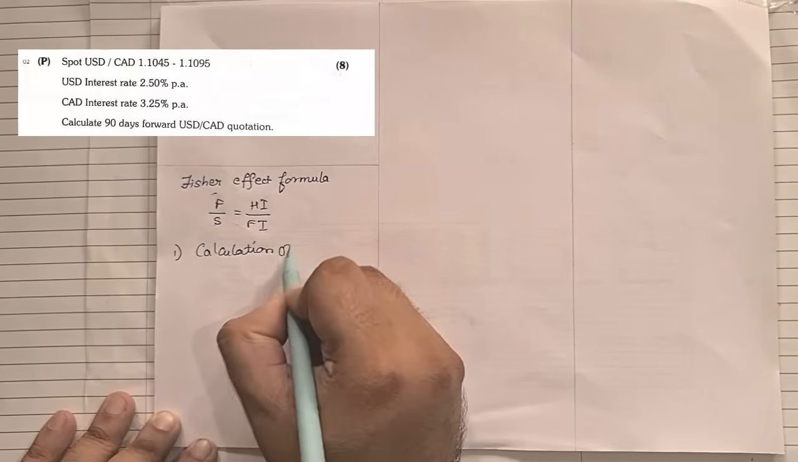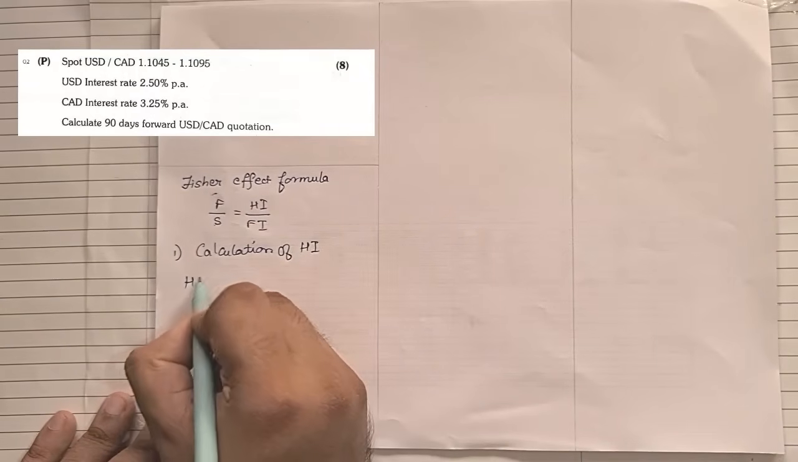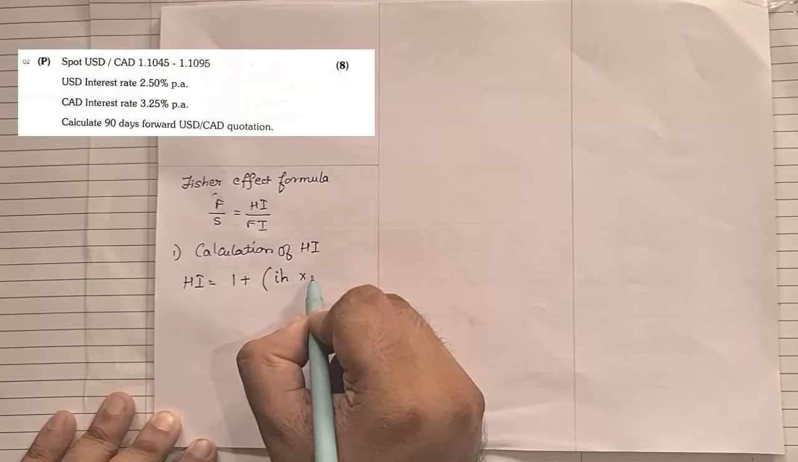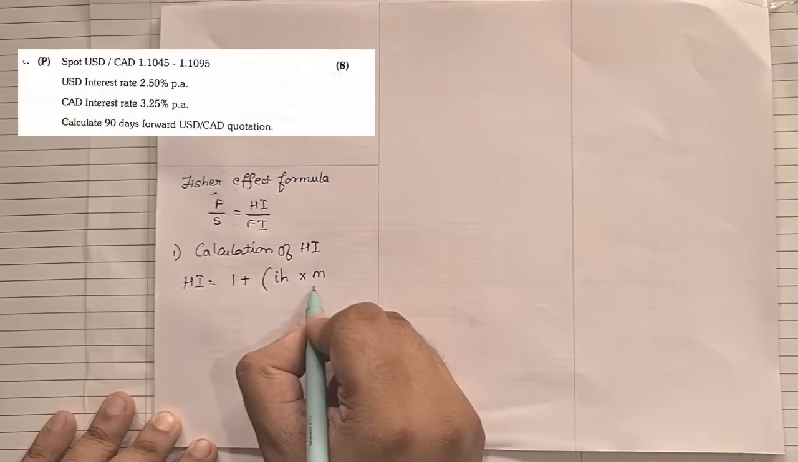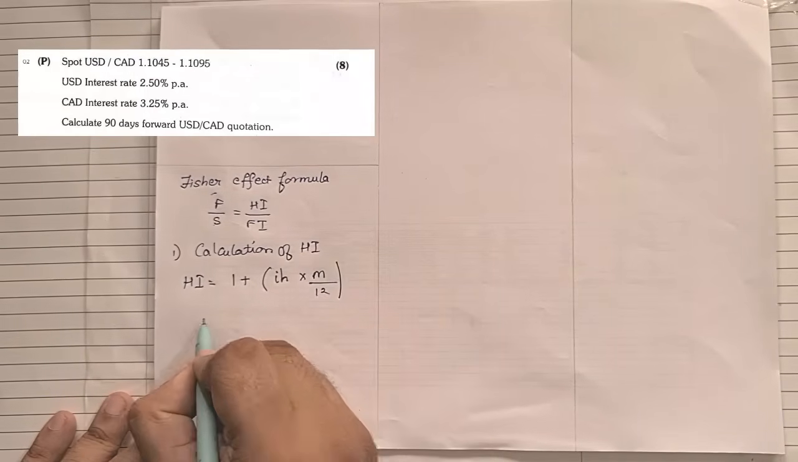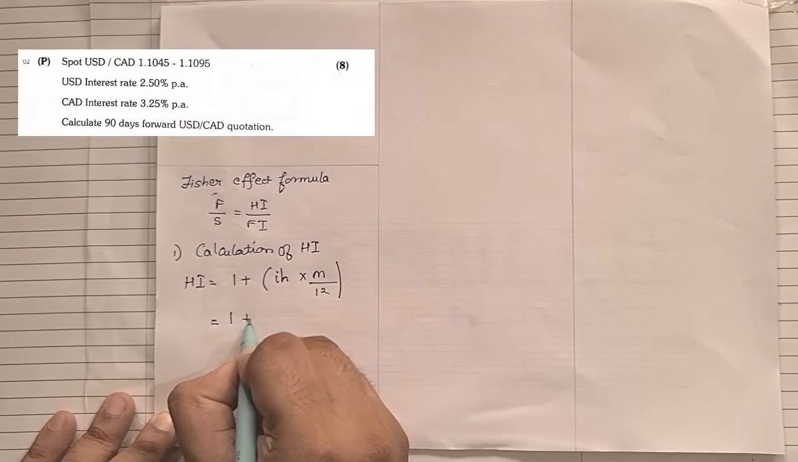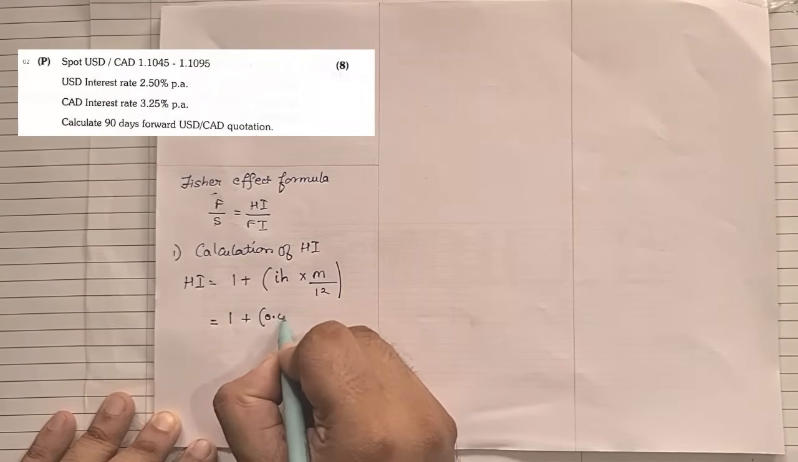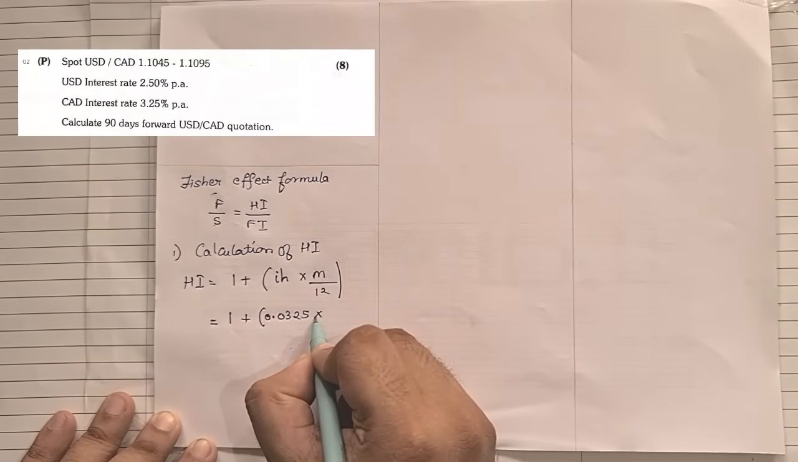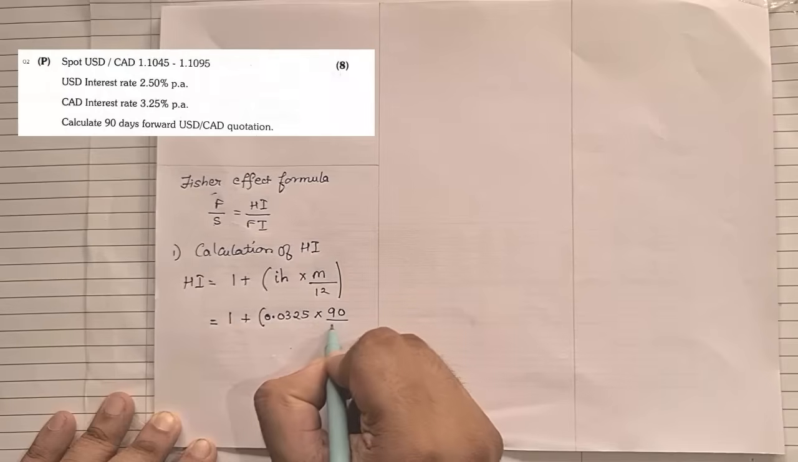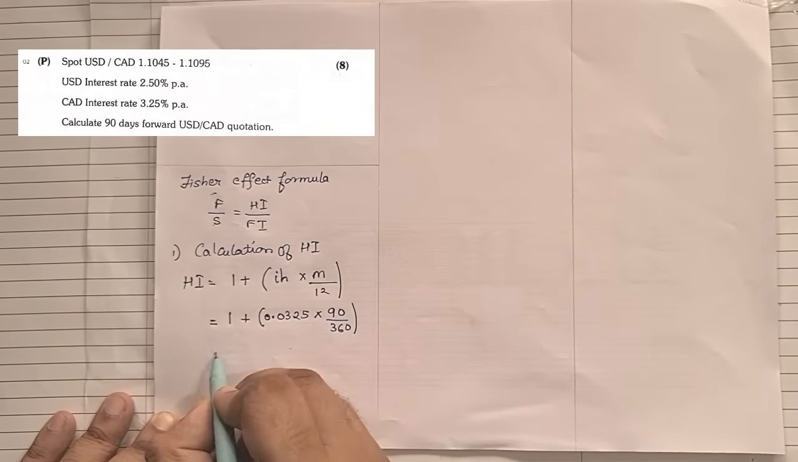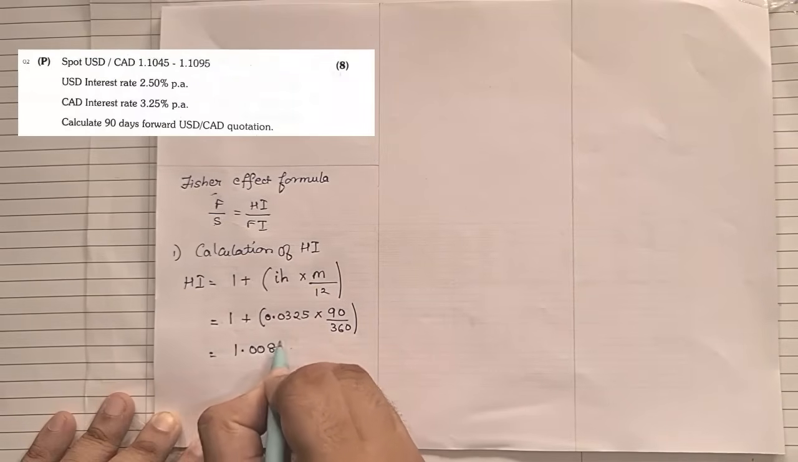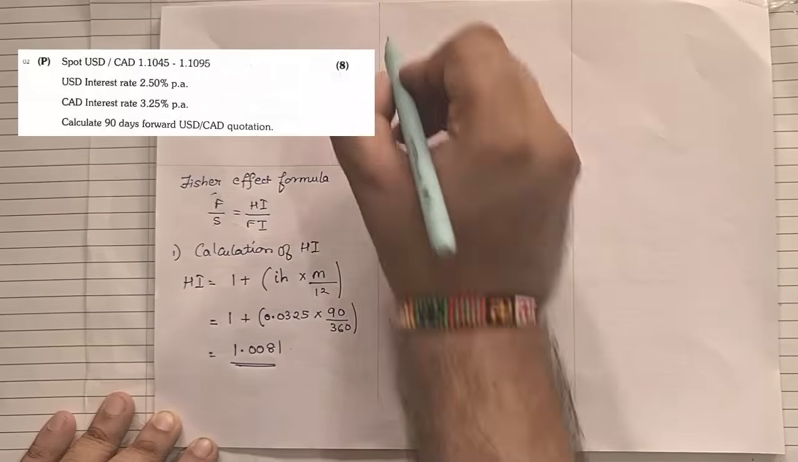So I write here the calculation of HI. Now HI is equal to 1 plus interest of home currency into M, that is the number of months, divided by 12. So it will be 1 plus, now the home currency interest rate is given at 3.25%, so it will become 0.0325. It's a 90 days forward rate, so into 90 divided by 360. Okay, so we'll divide, multiply and add it with 1. We should get the value as 1.0081. That's the first thing.